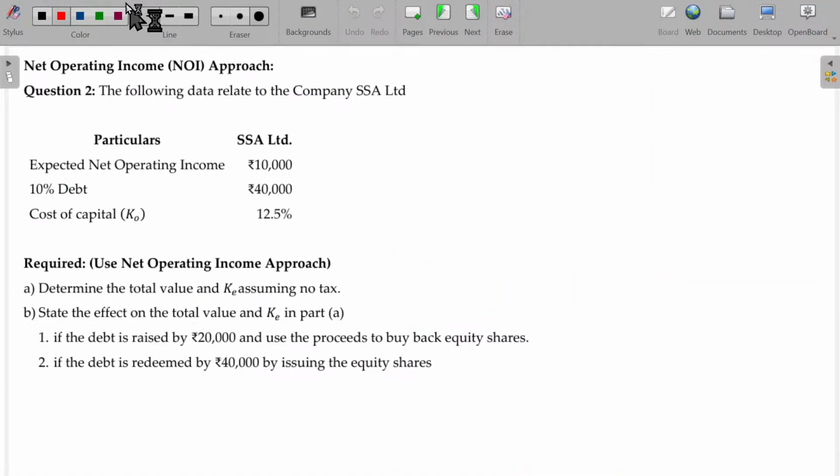Let's move on to the next one: the net operating income approach, the NOI approach. In the NOI approach, KE is changing and the rest of the things are the same. To start with, equity and debt; if you add up these two, you get the value. Then NOI minus interest gives NI. Then KE, KD, KO.